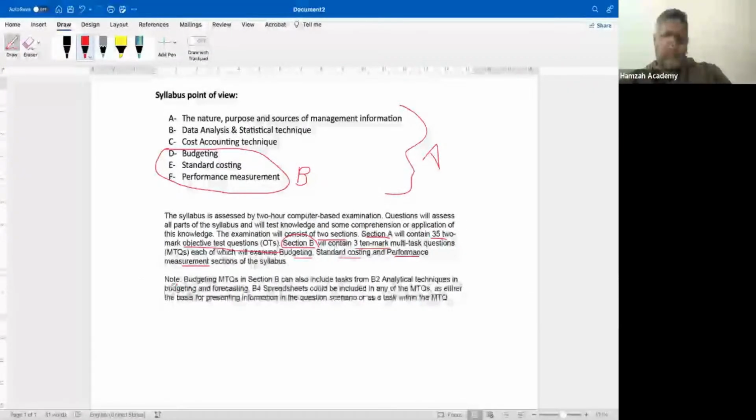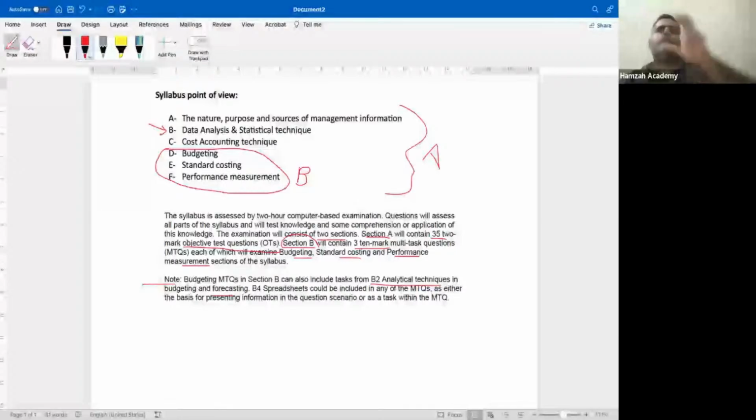Now, what we have to note is that the budgeting MTQs in section B can also include tasks from B2, that is the analytical techniques in budgeting and forecasting as well. So the analytical techniques that you have over here can be applied to budgeting and forecasting as well. And then obviously the spreadsheets could be included in any of the MTQs as well. So we might have to use the spreadsheet, or we might be asked about the formulas to be used in the spreadsheets, or the way we are using the spreadsheet in the budgeting section as well.